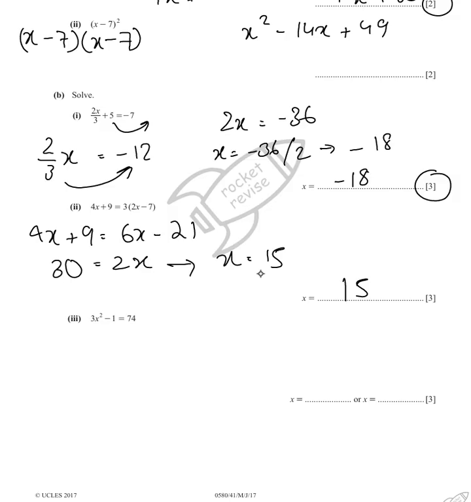Done? Okay. 3x squared minus 1 equals 74. Quick. Tell me what's going to be the answer. Most of them, as far as this worksheet is concerned, are all IGCSE questions. But more or less the concept remains the same. It's not much of a difference.